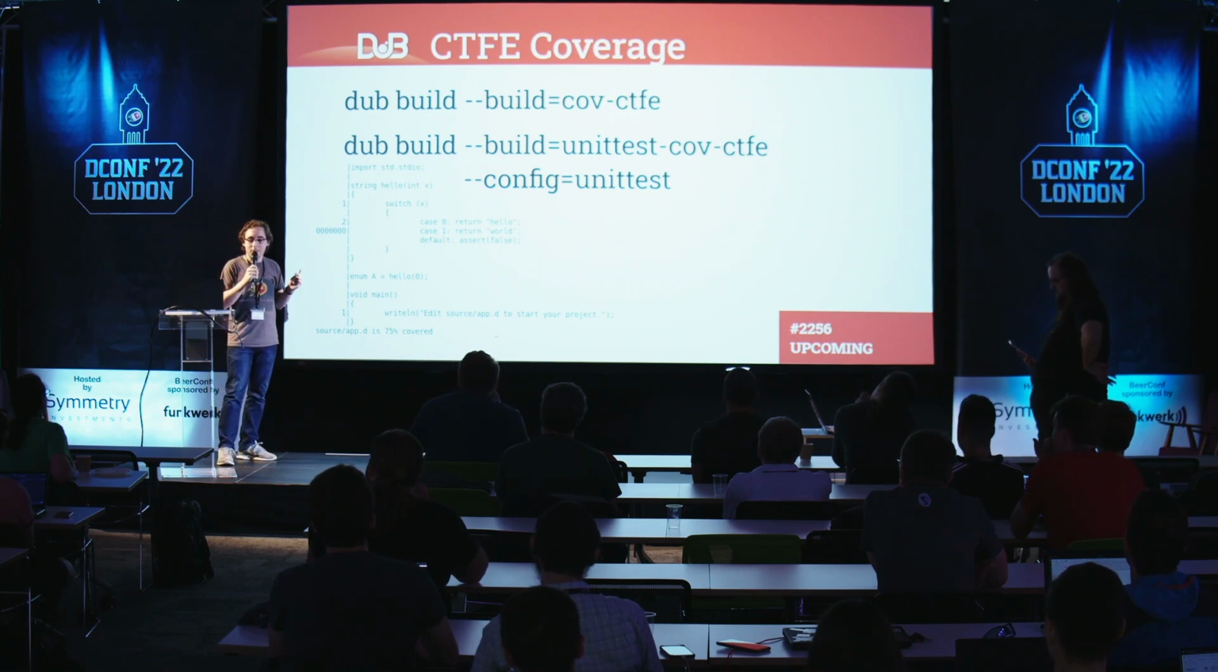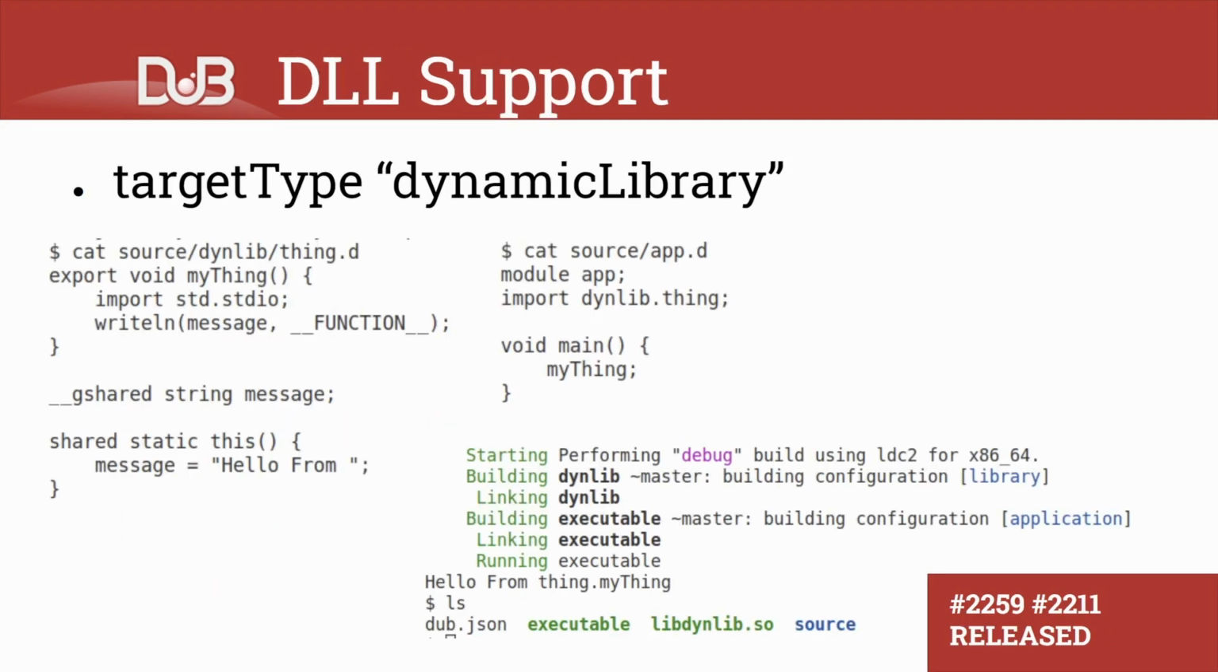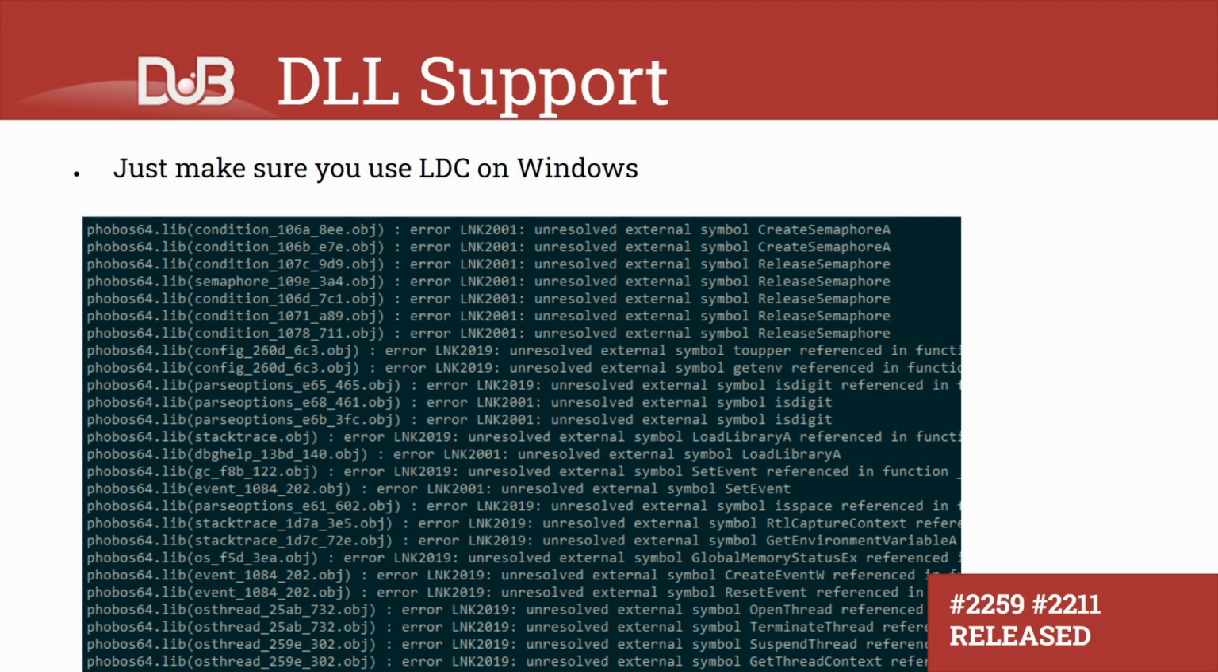We have CTFE coverage now, so build with CTFE and unittest covered CTFE, and it will actually show the functions that would have previously been completely empty because they were never called. This new build type now inserts the coverage=ctfe flag to the compiler, so you actually know what CTFE is calling. We have DLL support, which you might not know, but using target type dynamic library, you can create DLLs, which you can just pack with your dependency, and this basically works now also on Linux and on Windows, but on Windows only with LDC. If you use DMD, it's still broken. So Walter, if you could fix that, it's not emitting module info and stuff.